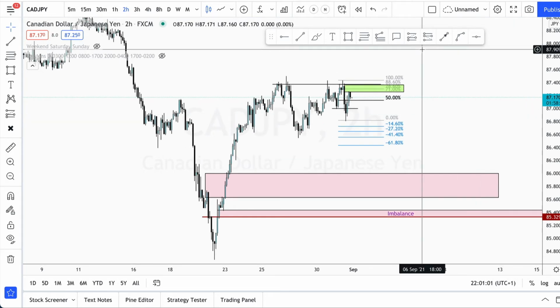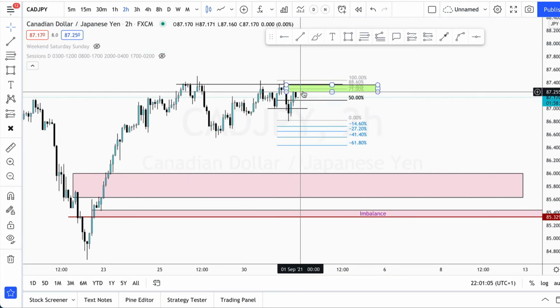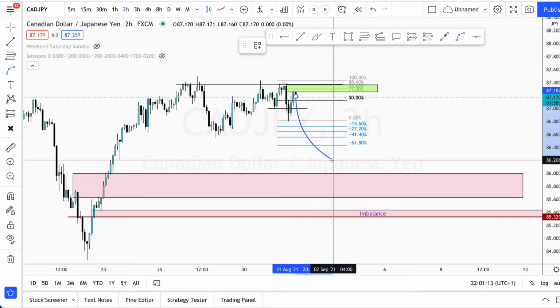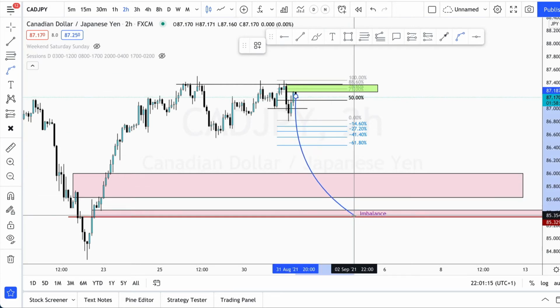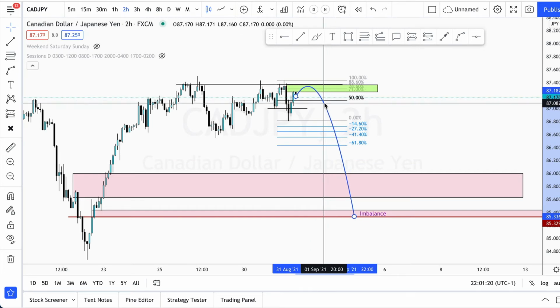And as I say, it's 10 o'clock in the evening here in the UK. This will probably dance around a little bit over the next few hours, and potentially I'm looking for price to do this. Okay, I'm looking for price to basically do that.